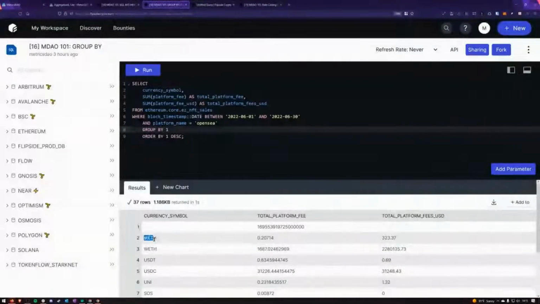So for all of the staked ETH that was used to buy an NFT in that month of June on OpenSea, we are summing that up to be 0.2. Which comes out to $300 in US at the time, 1687 in wrapped ETH, 83 cents in Tether, 31,000 in USDC. So this is how we can go in and split that big group of numbers out into individual groups. That's why it's called group by.